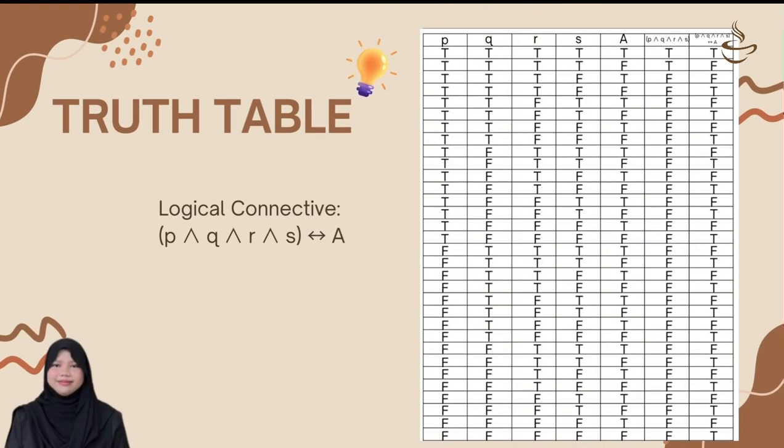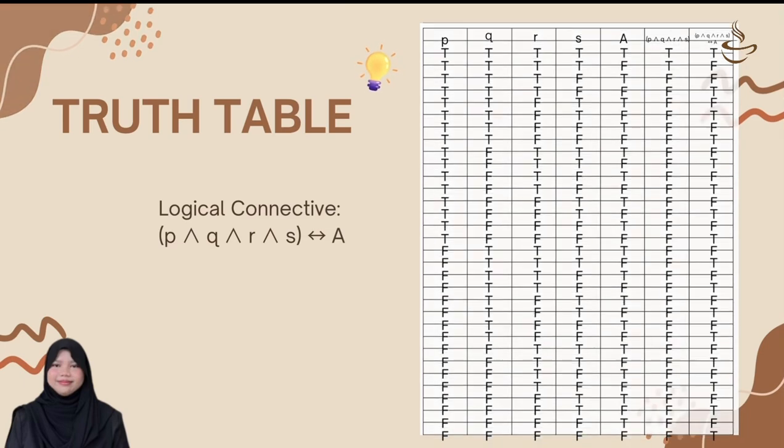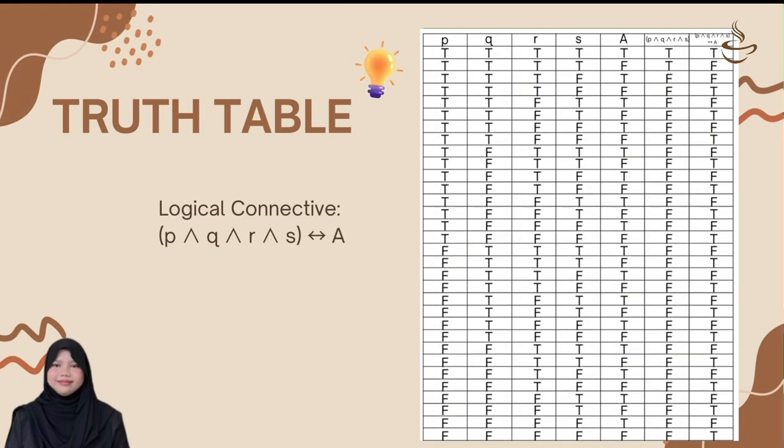If P is true, Q is true, R is true, and S is true, therefore the output is true. Other than that, the output is false. If P and Q and R and S is true, A is also true, the output is true. If P and Q and R and S is false, A also false, therefore the output is true. Other than that, the output is false. Then you will get the output, the same output as mine.